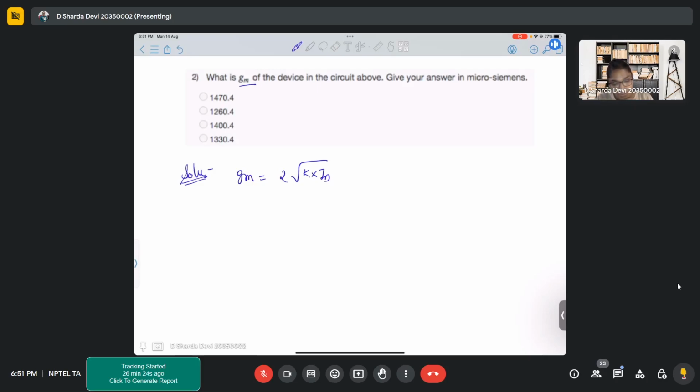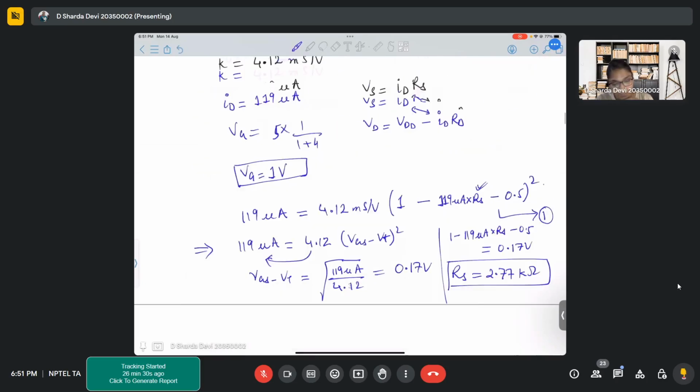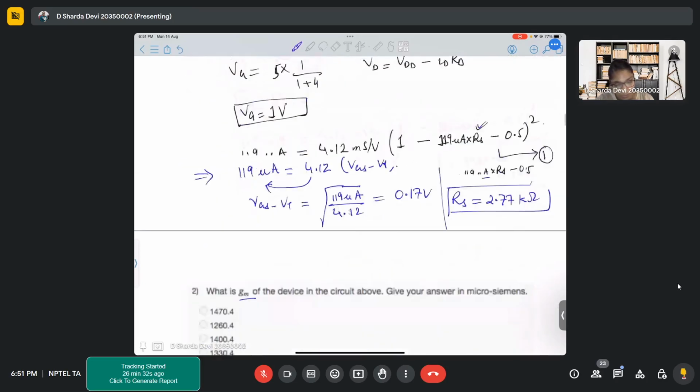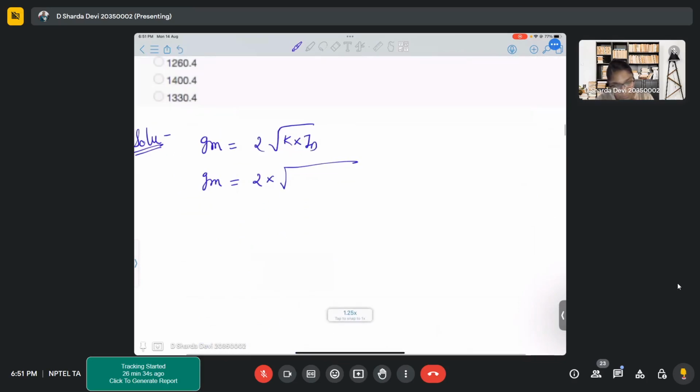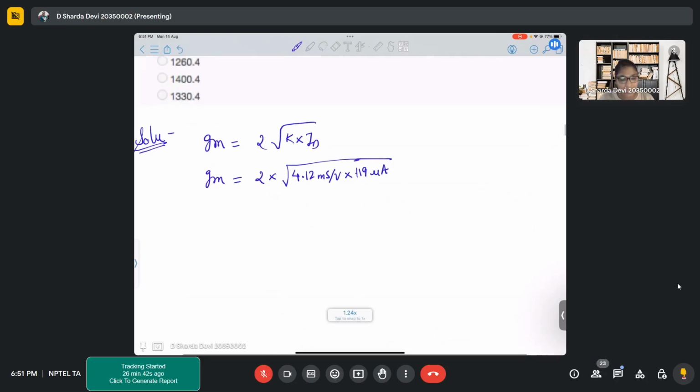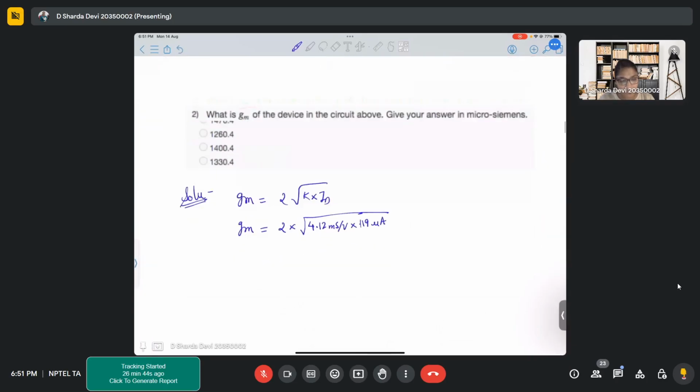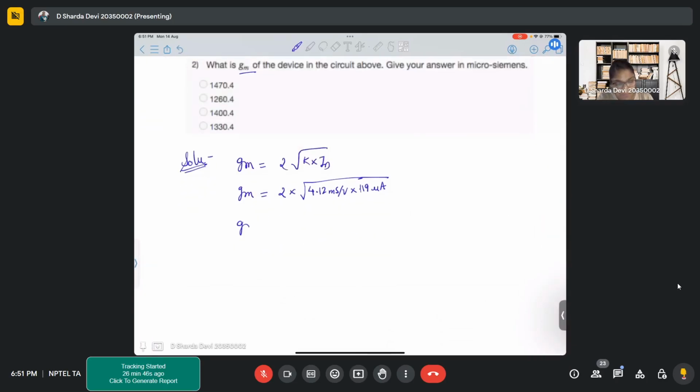Okay, so here you have 2 into K, which was how much? 4.12 millisiemens per volt. ID is 119 microamperes, right? So what will be the gm that you are getting? What is the value of gm? 1400.4. Sorry, Option C. 1400.4.